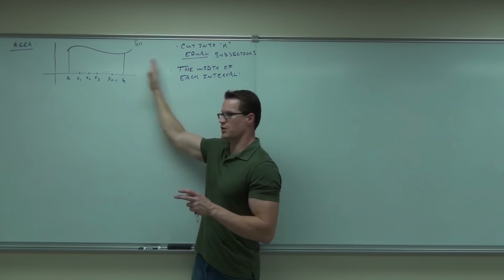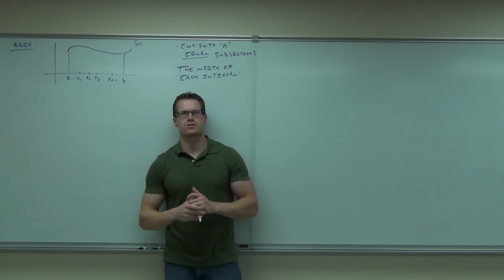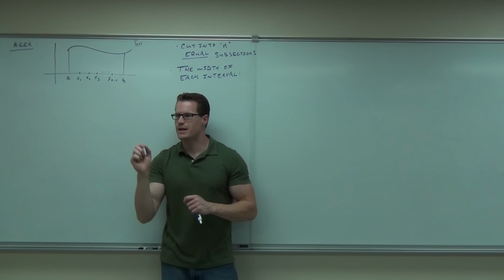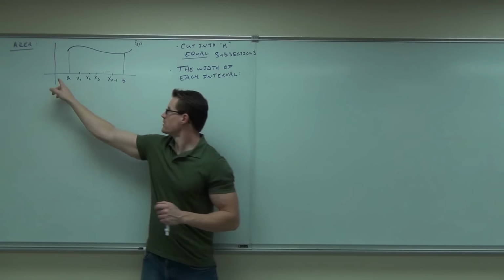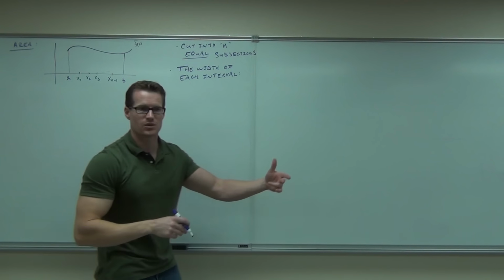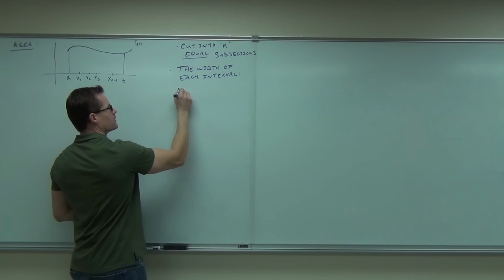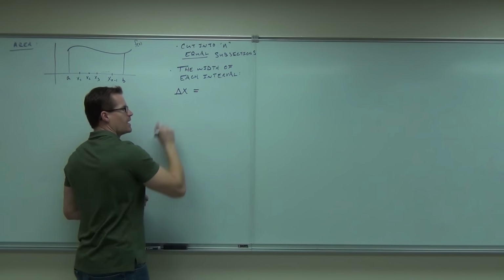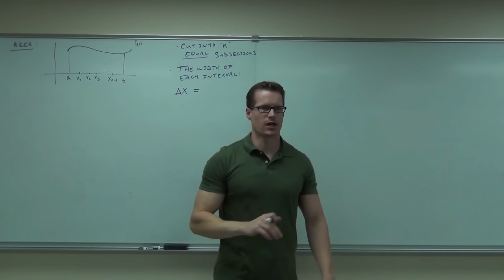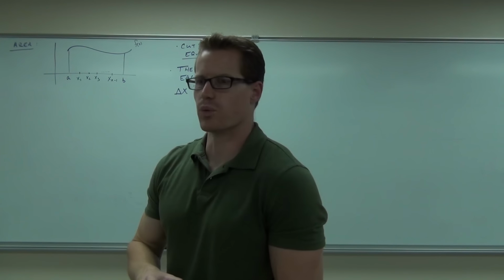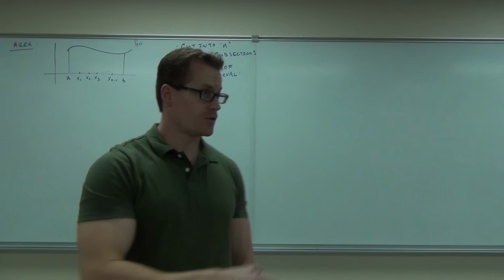Do you follow? Now, the width of each little interval, we're going to call that delta x. Like change in x, delta x would be the change from a to x sub 1, or x sub 1 to x sub 2. So we'll call the width delta x. How would you figure out the width of each of those things? What would you need to know in order to figure out the width? You need to figure out the total length.